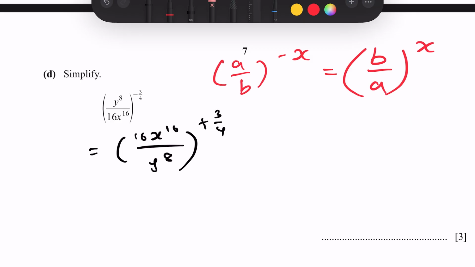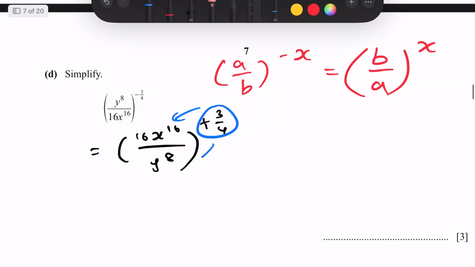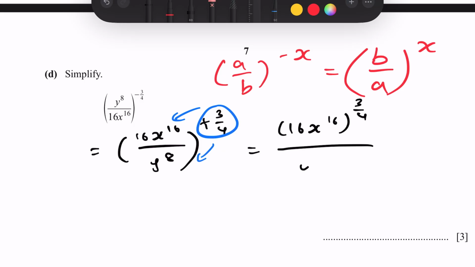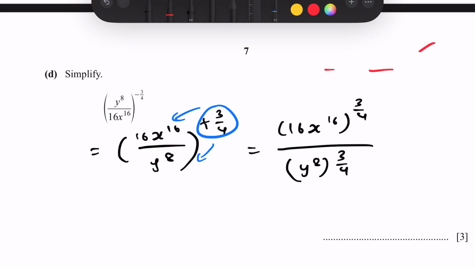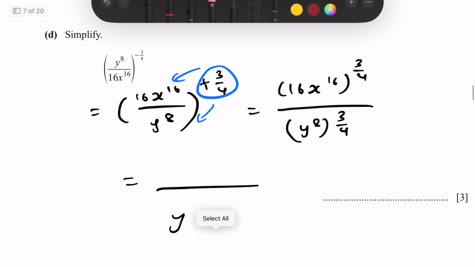Now with that done, we can now apply 3 by 4 on these two terms separately, since this is equal to 16x to the power of 16 to the power of 3 by 4 over y to the power of 8 to the power of 3 by 4. So let's first attack the denominator. Now there's another exponent rule wherein x to the power of a to the power of b is equal to x to the power of a times b. So in this case, y to the power of 8 to the power of 3 by 4 is equal to y to the power of 8 times 3 over 4, and this would represent 6.